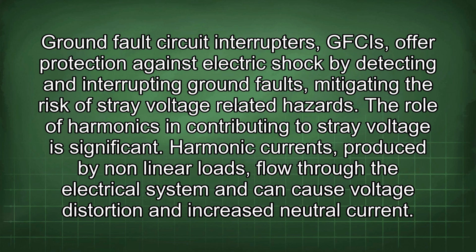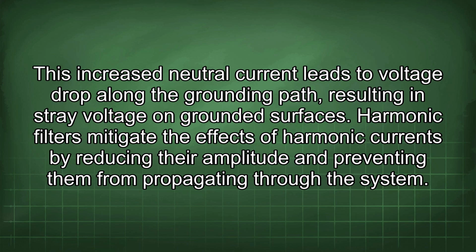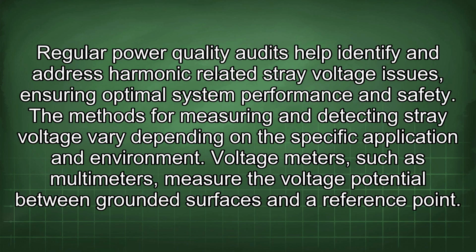The role of harmonics in contributing to stray voltage is significant. Harmonic currents, produced by nonlinear loads, flow through the electrical system and can cause voltage distortion and increased neutral current. This increased neutral current leads to voltage drop along the grounding path, resulting in stray voltage on grounded surfaces. Harmonic filters mitigate the effects of harmonic currents by reducing the amplitude and preventing them from propagating through the system. Regular power quality audits help identify and address harmonic-related stray voltage issues, ensuring optimal system performance and safety.